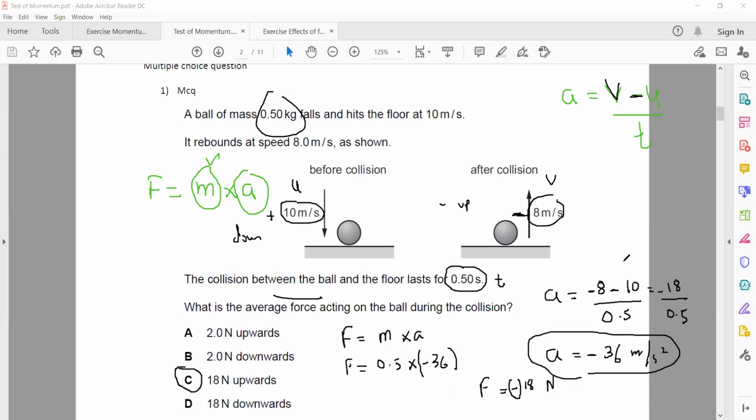So if we need a force or the direction of the force, we have the formula F is equal to ma. Force is equal to mass multiplied by acceleration. Mass is 0.5, acceleration or change in velocity is negative 36. So when we multiply, we will get minus 18 as an answer. What does a negative sign mean? Because if downward we took positive, the upward is considered as negative. And we are getting a negative answer. It means the direction of the force is upward.